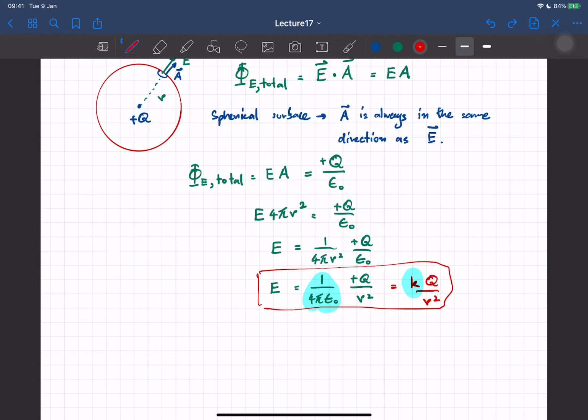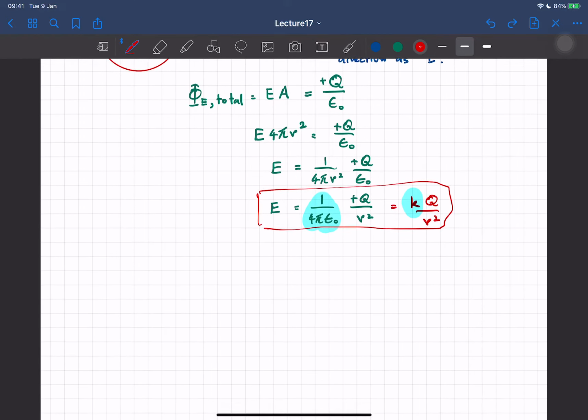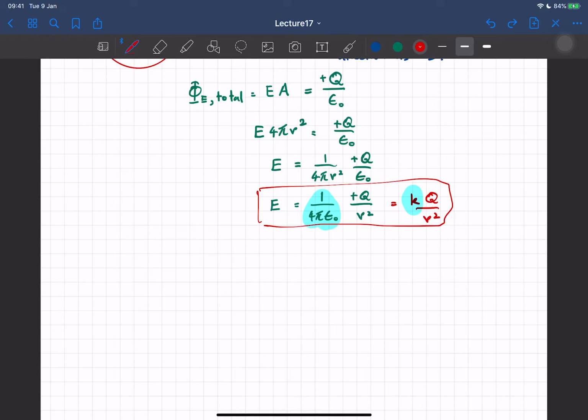In any case, this gives you the same result as what you got earlier from Coulomb's law. So it's probably not as useful to use Gauss' law here. But we're going to look at a different case, which is more useful, I think. Right. So let's talk about a spherical charge conductor.